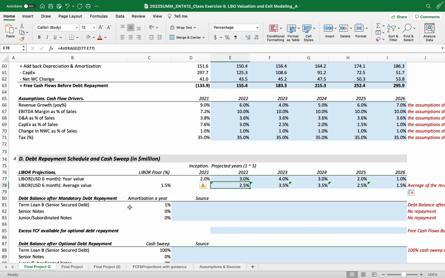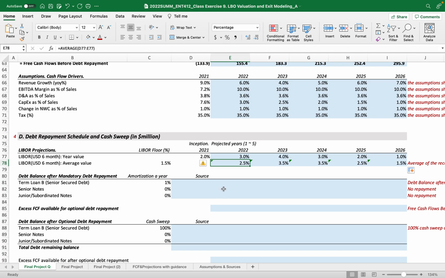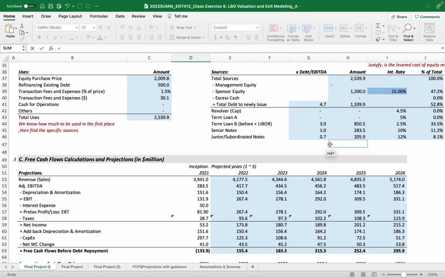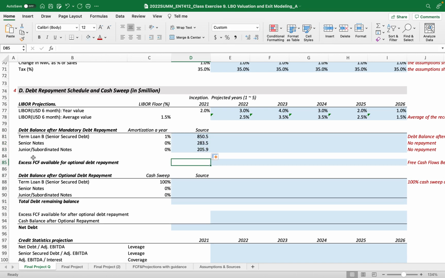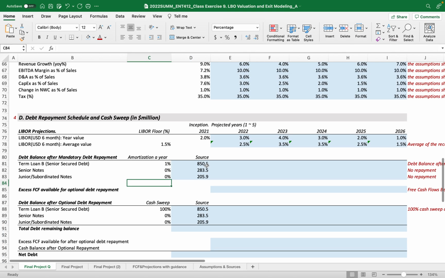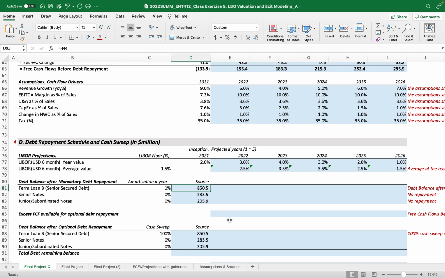Now let's develop the debt balance after mandatory debt repayment part. The source amount we get from here, section B, right? Also, we collected all these numbers for senior notes and junior subordinated notes. At the same time, the total amount is not changing because it's just the inception year, right? Now we have to get this amount. How to get it? This amount will be decreased by the mandatory percentage, at least 1% every year, because usually the term loan B category has a very minimum mandatory repayment of 1%.